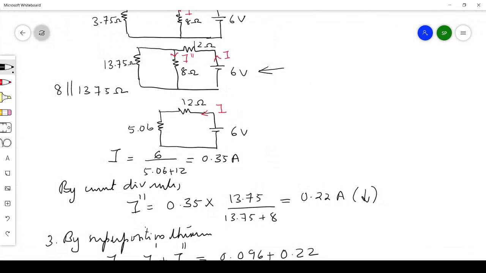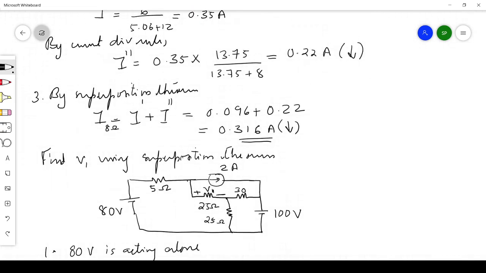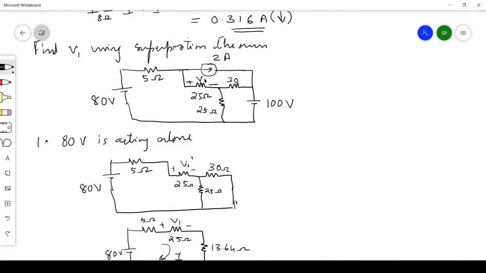I'll just show the diagram. This question. We were supposed to find the voltage across this V1. We had three sources, so we considered each source separately and found the voltage across the 25 ohm independently. Then the total voltage across this 25 ohm is the sum of all the voltages found independently, by applying the superposition theorem.